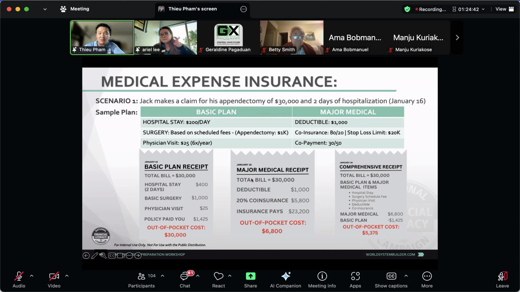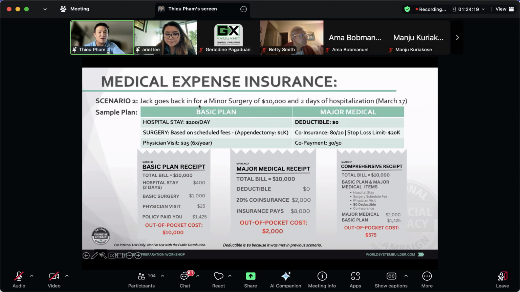So on the test, when they ask about major medical, how much it will be out of pocket, you do the math here. And for the comprehensive, you get to subtract the base plan. So you subtract over here 1,425. Now that's 5,375. So when you do a few practice tests, I think it'll be easier to understand.